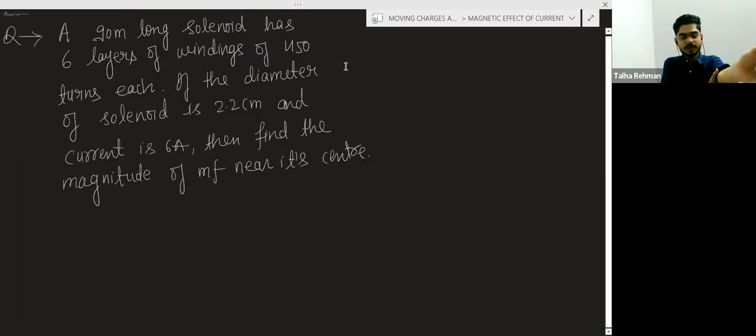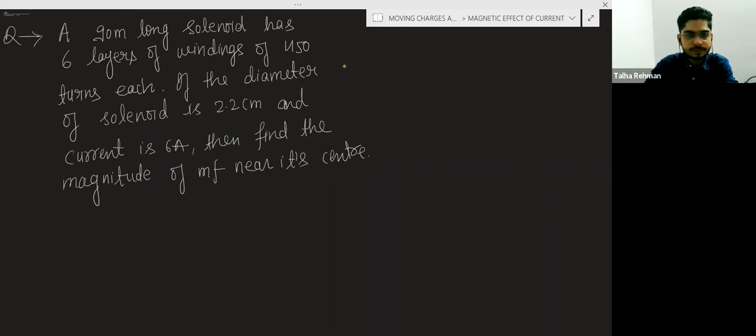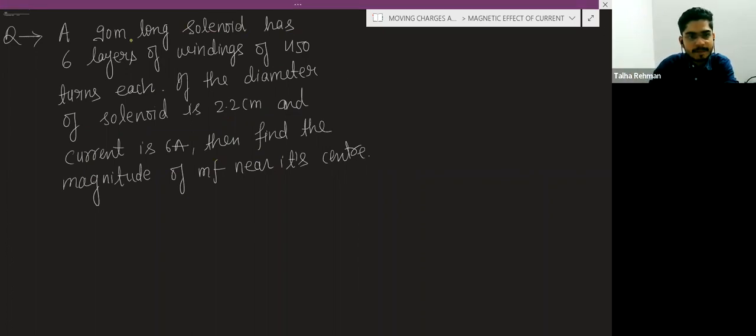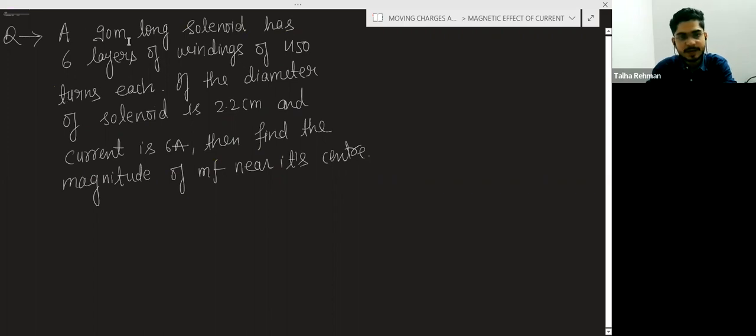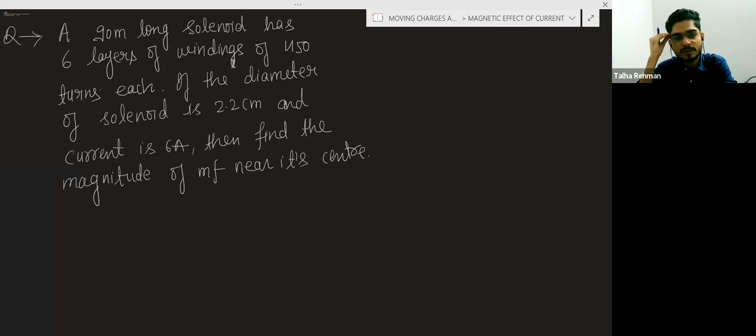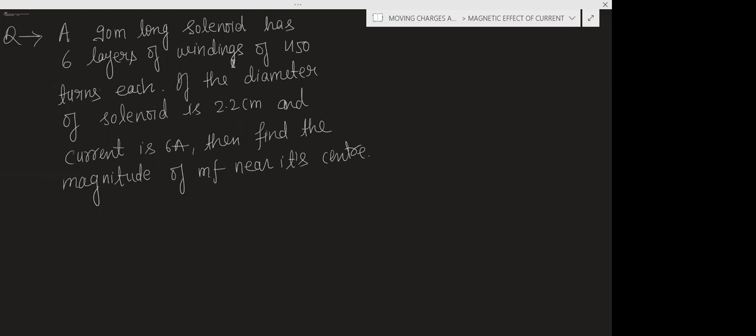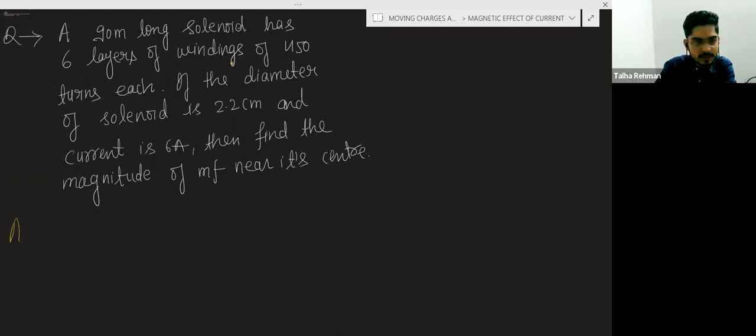So this question is based on the solenoid topic. Here they are saying a 90-meter long solenoid has 6 layers of windings of 450 turns each. Means in a solenoid there are 6 layers, and for each layer there are 450 turns. So what will be the total number of turns?